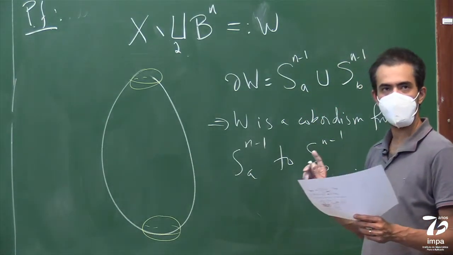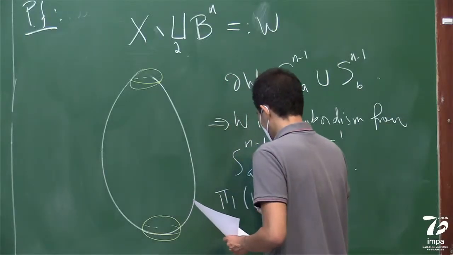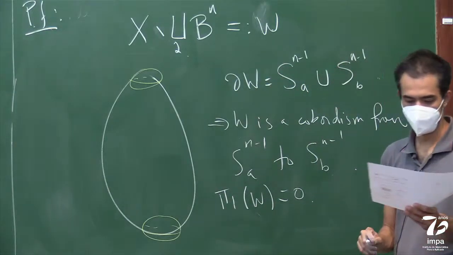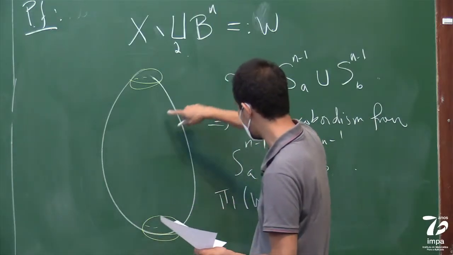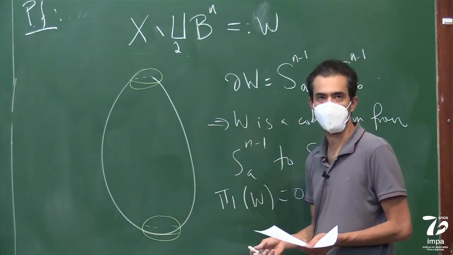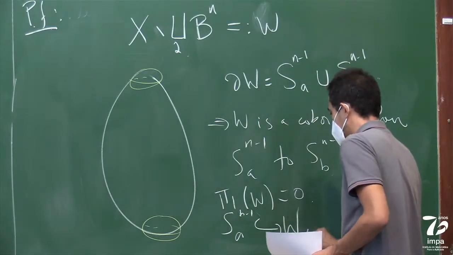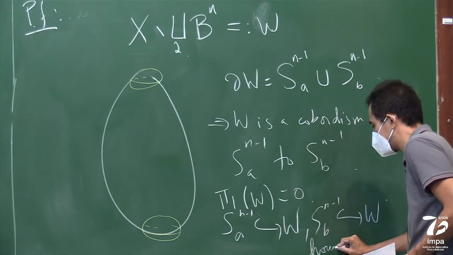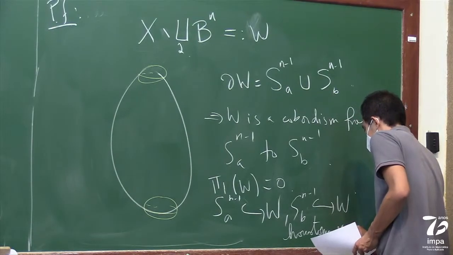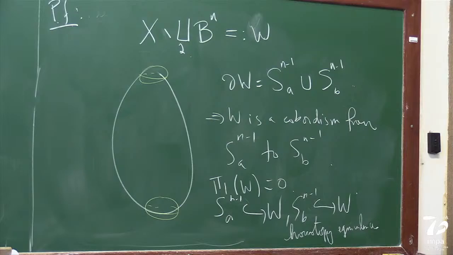And it's not hard to see, because it's homotopy equivalent to Sn, that pi 1 of W is equal to 0. And moreover, when you look at the inclusion of each of these spheres inside of W, these are also going to be homotopy equivalences. I, of course, don't have enough tools to explain this properly, but just to give you an idea of how this goes.